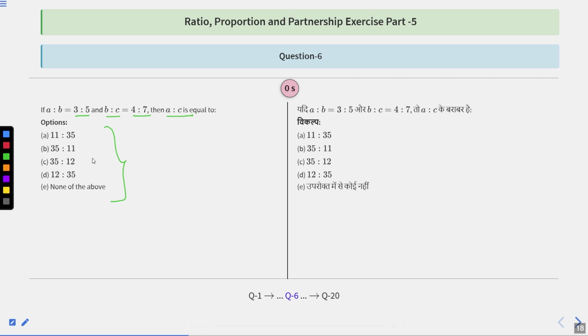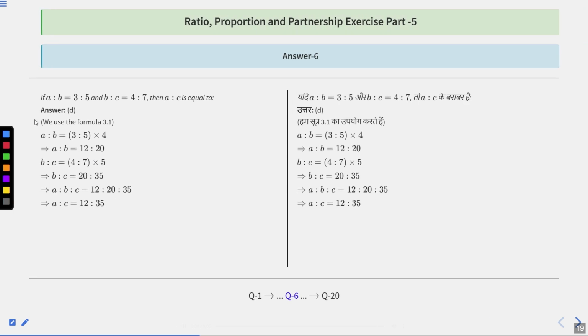Now time's up. Let's see the solution. The question says that we use formula 3.1 in this question. The question says that A ratio B is 3:5 and B ratio C is 4:7. So in this question we need to equate B in both the ratios. In the first ratio, B is 5 units and in the second ratio, B is 4 units.